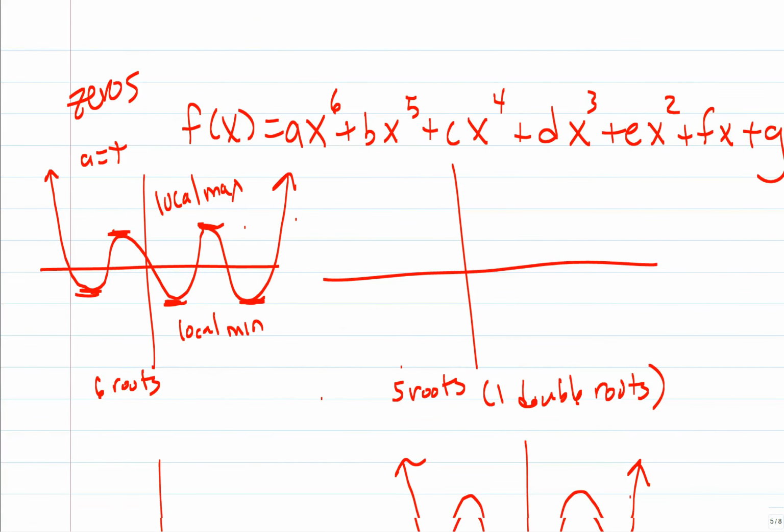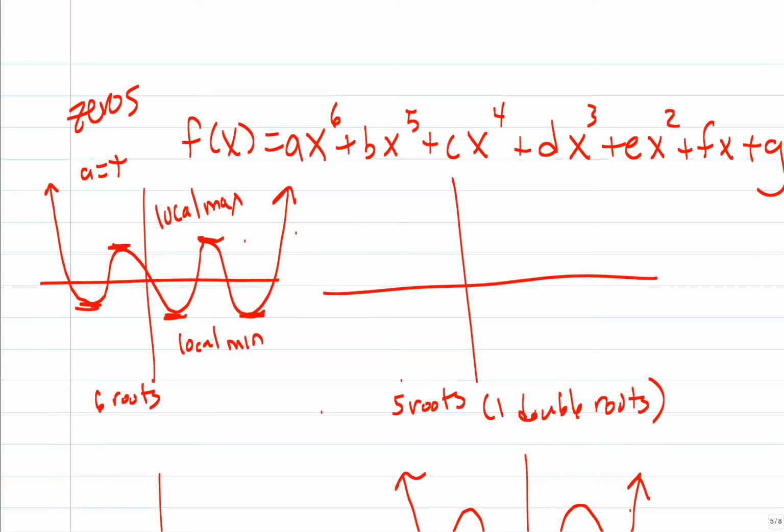As I scoop this down, what if I was dealing with an even function? I'm going to kick it up with like an x to the sixth. What if it has 6 roots? Well, remember, it can have up to 6, right? That means that it crosses through 1, 2, 3, 4, 5, 6 times.